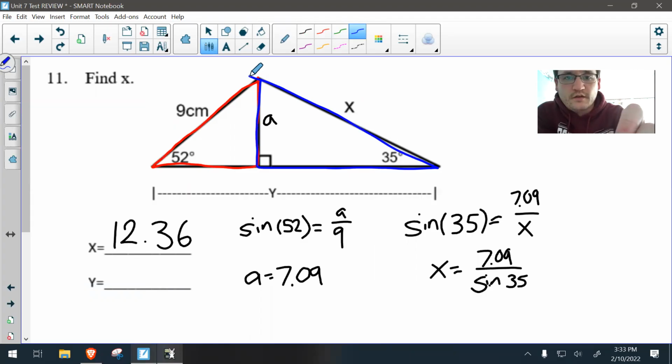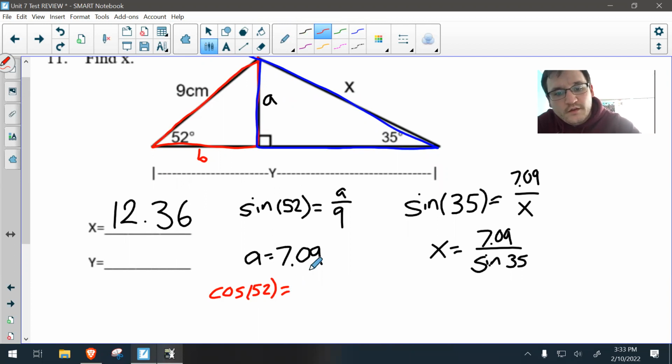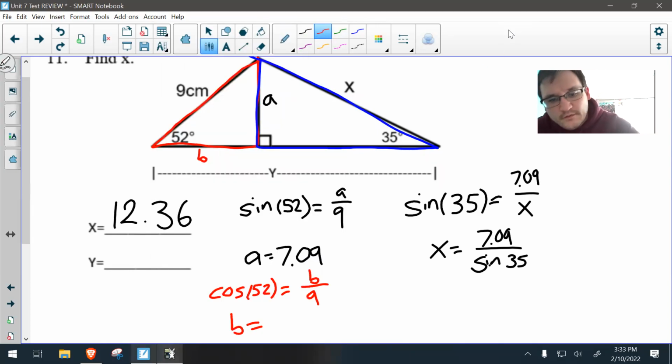So I guess, kind of going in the same process, we can figure out Y doing this. So instead, let's say the cosine now. I'm going to call this B. I'm going to say the cosine of 52 equals the adjacent, so B over 9. All right, so therefore, B equals 9 times the cosine of 52. 9 times the cosine of 52 gives us 5.54.